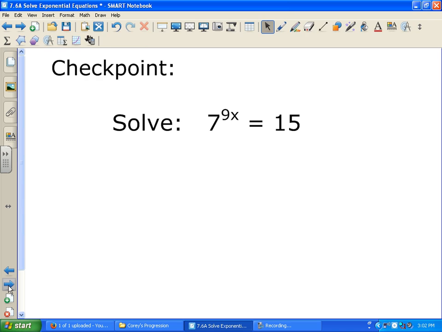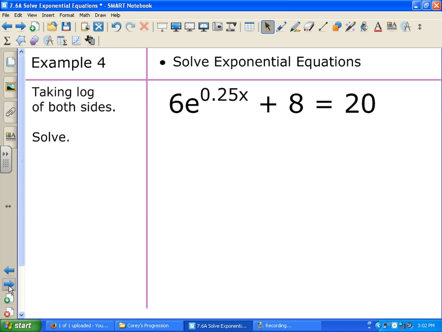Next example we're going to look at. 6e to the 0.25x plus 8 equals 20. That looks hard, Mr. Wood. Yeah, no, that's not going to work.